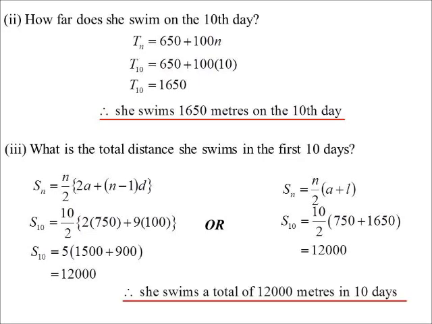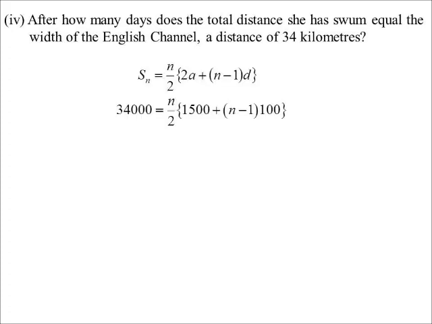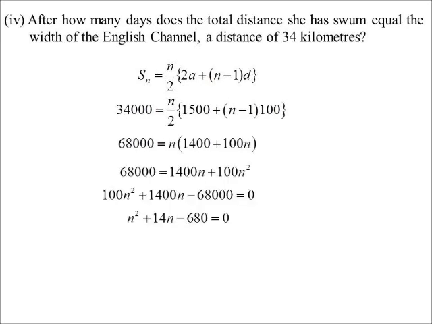Now, again, a problem I'm sure we're all familiar with. Well, I wonder how many days it would take me to swim the equal of the width of the English Channel, which is 34 kilometres. I'm sure you've thought of the same problem. So again, sum to n, but this time we know what the answer is, but we want to know what n is. So when we rearrange this, we should end up with a quadratic, I would imagine. Yeah, there we go.